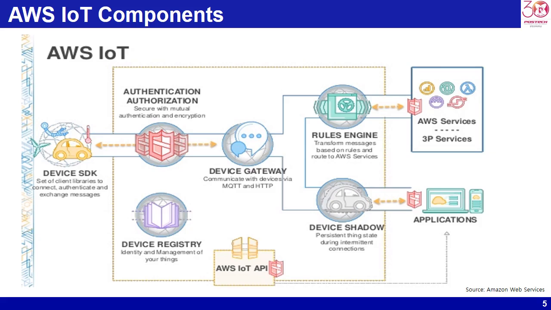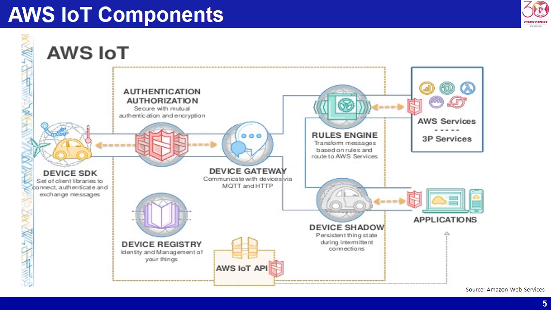Rules Engine provides message processing and integration with other AWS services. You can use SQL-based language to select data from message payloads, process and send the data to other services such as Amazon S3, Amazon DynamoDB, and AWS Lambda. You can also use the message broker to republish messages to other subscribers.